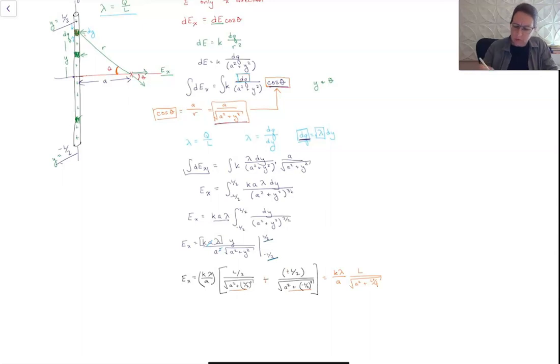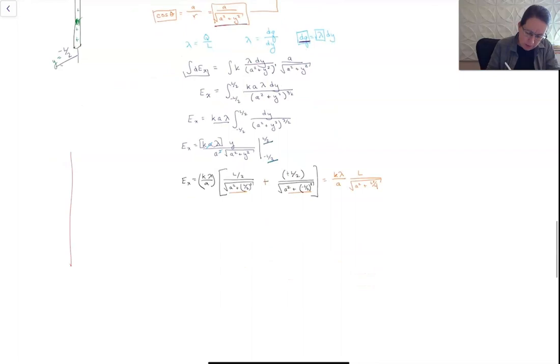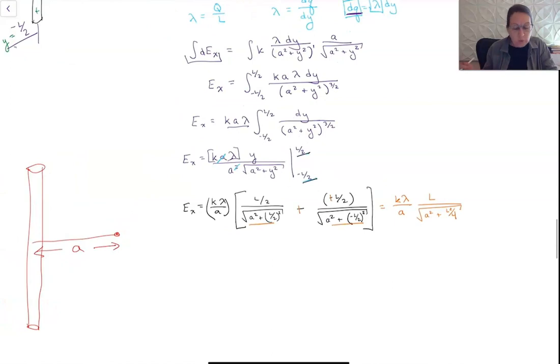So, in fact, we can say that the electric field right in the middle of a wire, right here, when we're a distance a away from that wire, then this is the electric field. And it points in the x direction. It doesn't have any components in the y direction because we set it up. This is L over 2 and this is minus L over 2.